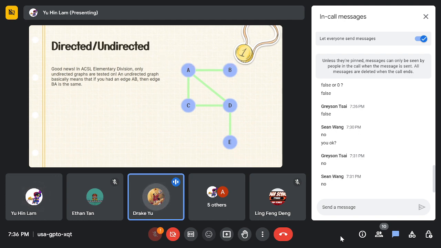I have a question. Yeah. I don't understand this. I don't think I get it. This graph thing. Yeah, it's okay.